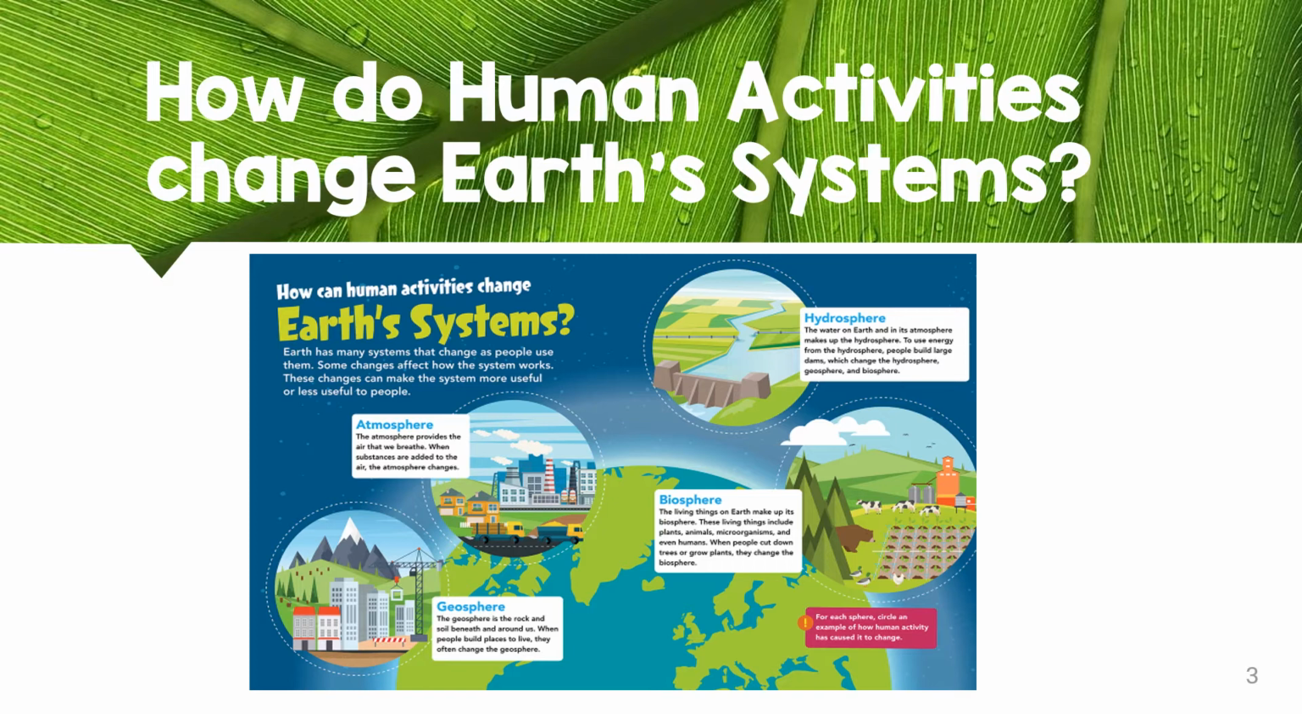So humans have an impact on each of these systems. And you might ask yourself, but how? So we can change the atmosphere, as you can see in this slide. The little illustration there shows that some substances are added to the air in the form of gas, specifically from companies. So this is a way in which humans change the atmosphere.